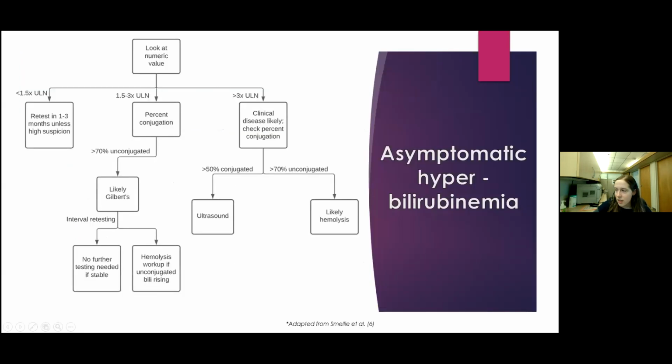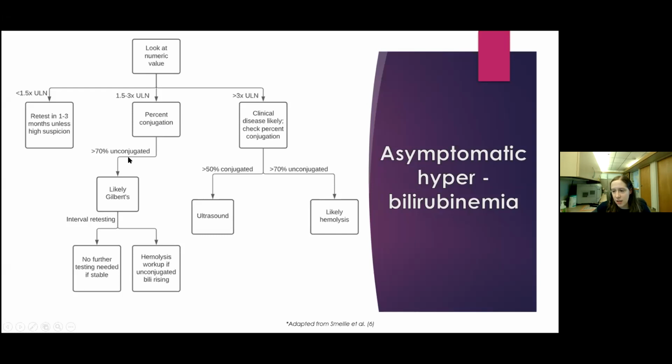So for asymptomatic hyperbilirubinemia, the first step is really to look at your numeric value, and that'll help take you down a particular pathway. I've outlined this here so that it's a little bit easier to read. If you're thinking about the elevation being pretty low, like less than 1.5 times the upper limit of normal, this is more likely to just be a statistical abnormality that's not clinically significant. And so you can safely retest in 1 to 3 months unless something else is making you more suspicious for actual pathology. If we're in the category of our patient, where you're at 1.5 to 3 times the upper limit of normal, your next step is really to look at the percent conjugation.